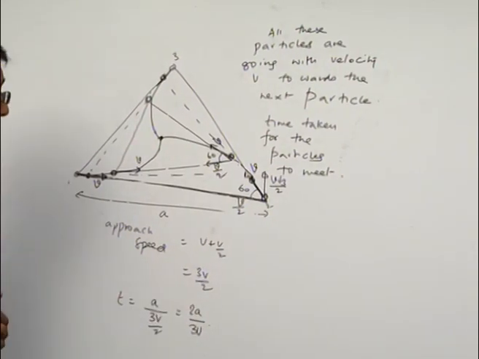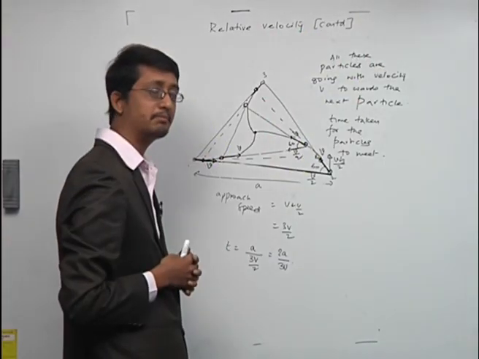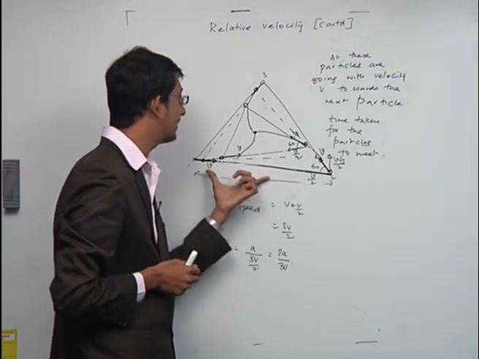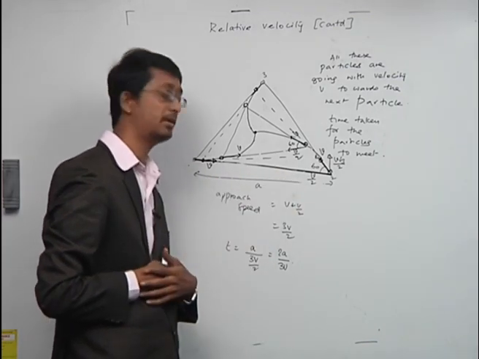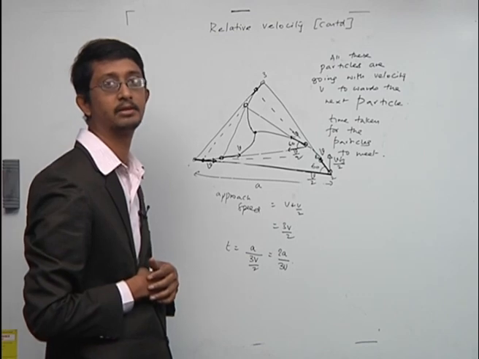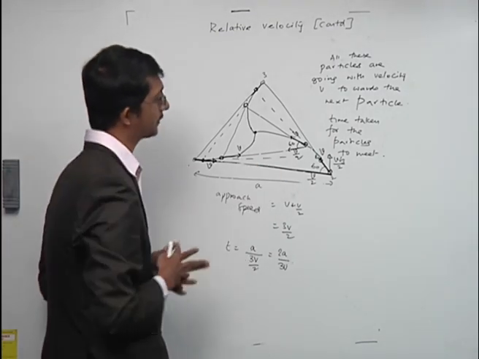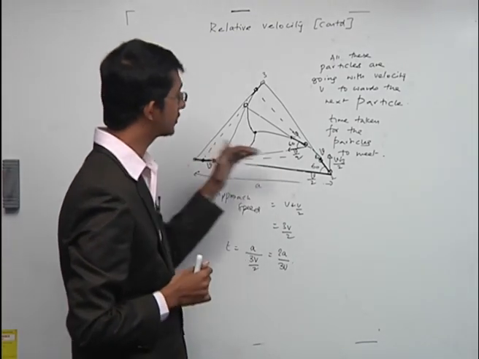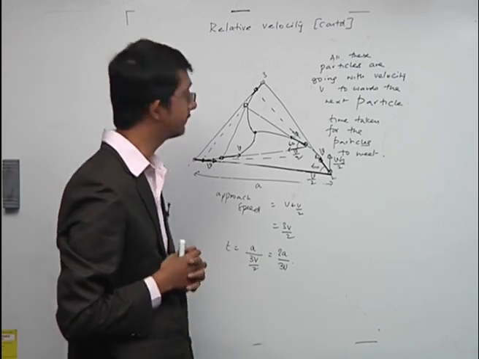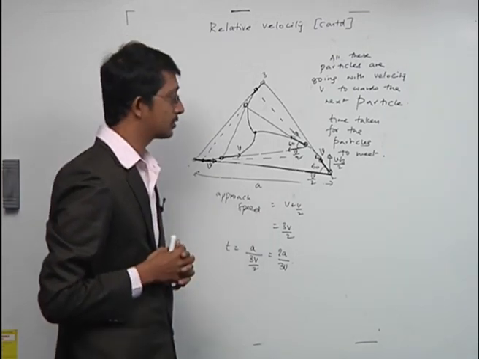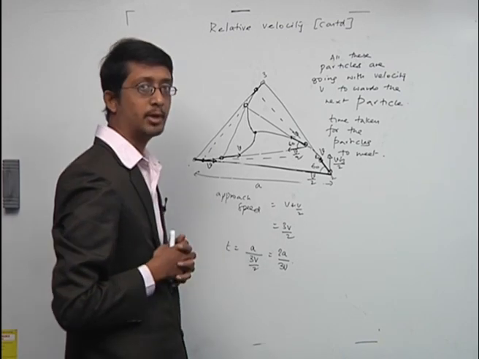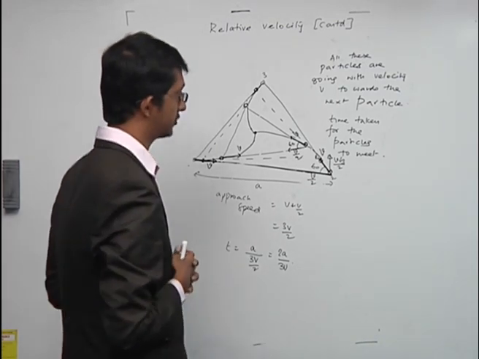So the time taken by them, after all, because they are moving on the rod, will be this separation by the approach speed, which is A by 3V by 2, or 2A by 3V. So you see, with the help of this rod connecting particles 1 and 2, I am able to explain this concept beautifully, which is in fact very difficult to understand if we do not take this rod approach.